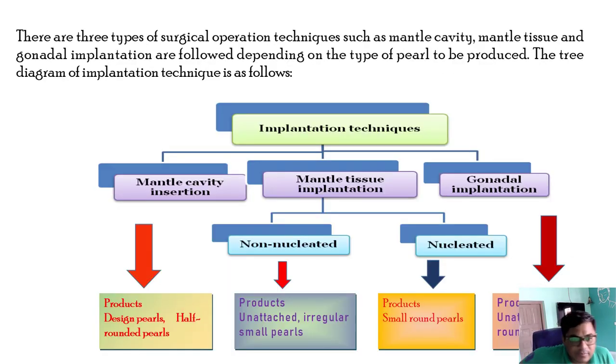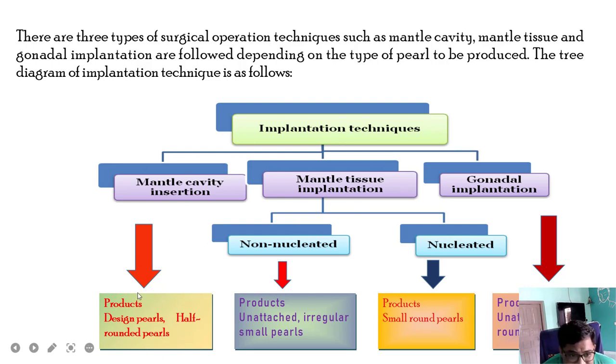There are three types of surgical operation techniques, such as mantle cavity, then the mantle tissue and gonadal implantation. So it depends on the type of pearl to be produced, means which type of pearl you have to produce. So see here, the implantation techniques: mantle cavity insertion, then the mantle tissue implantation, gonadal implantation. So mantle cavity insertion produces the design pearls, then the half rounded pearls.